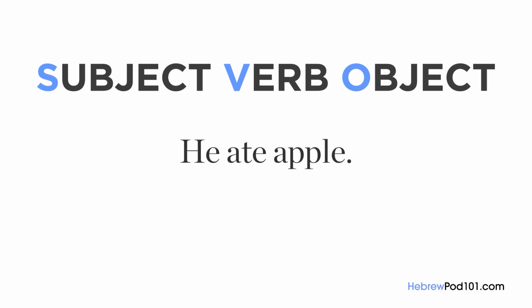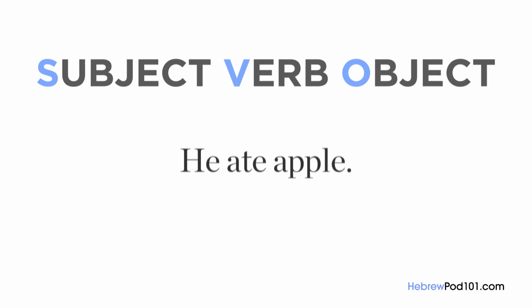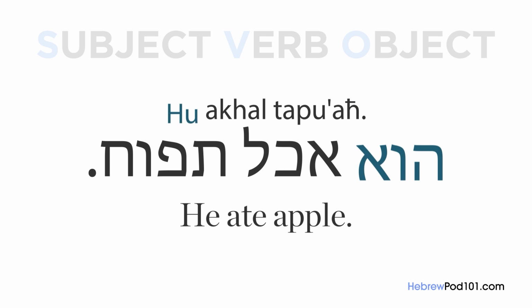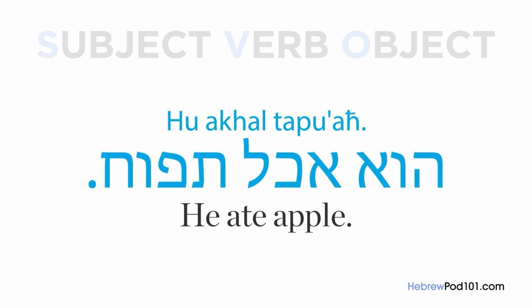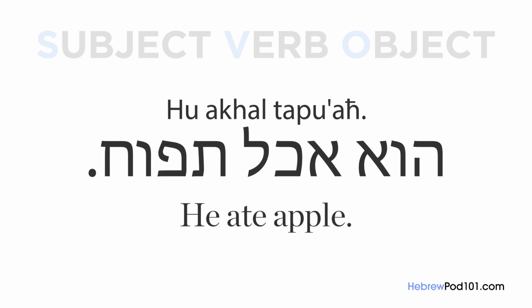Now let's compare that same sentence, he ate an apple, in Hebrew. hu achal תפוח. In Hebrew, you only need an article for definite articles.